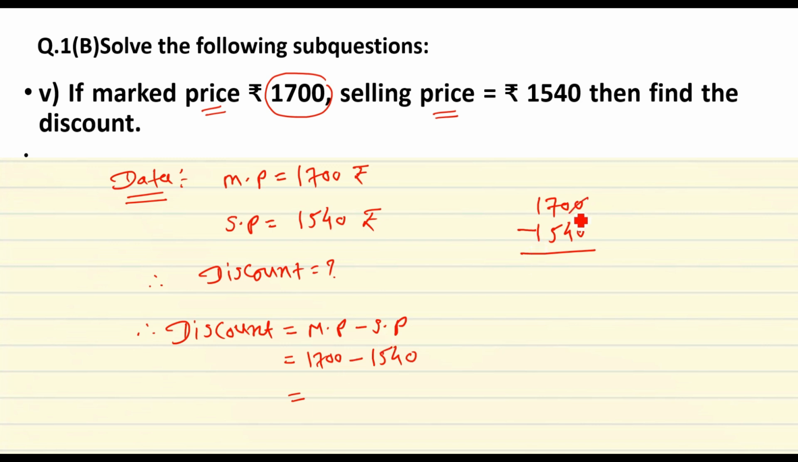So 0 minus 0 is 0. You have to borrow 1 here. 10 minus 4 is 6, and 10 minus 6 is 1 here. So the total discount will be 160 rupees, and therefore the discount is 160 rupees.